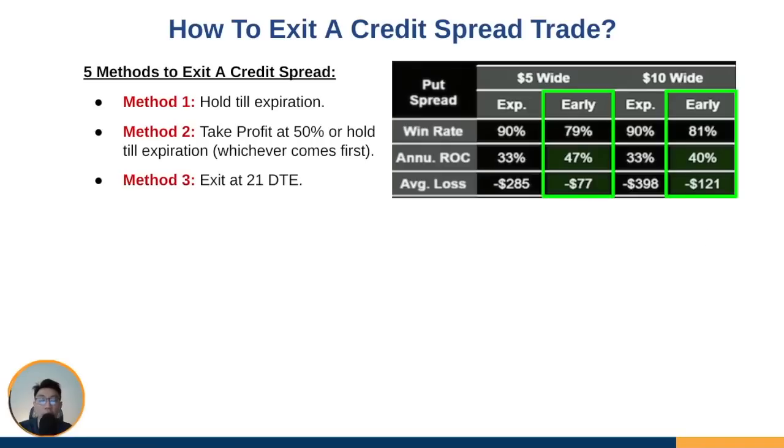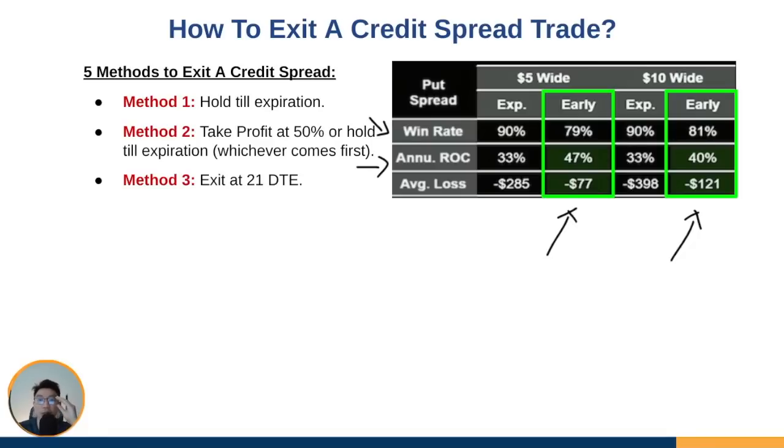Now, method number 3 is to exit at 21 DTE. This is a study also done by the Tasty Trade research team, where they came out with a 21 DTE exit point. And what they found is that when you exit at 21 DTE, you actually have pretty good results, right? As you can see down here, at 21 DTE your annual ROC is higher than if you were to hold to expiration. But you will have a slightly lower win rate. If you hold to expiration, you have a higher win rate, around 90%. But if you were to exit earlier, your win rate is around 80%.